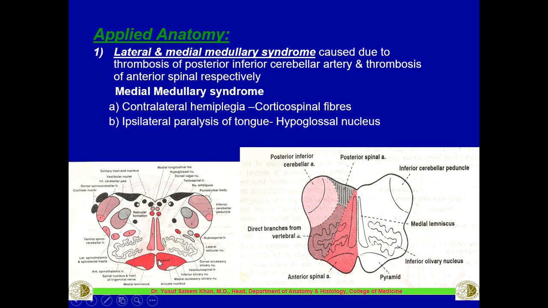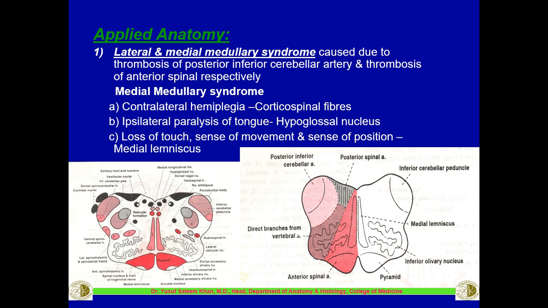So here is the pyramid and here is the hypoglossal nucleus. If there is damage, if there is blockage or thrombosis of this anterior spinal artery, then it leads to ipsilateral paralysis of the tongue, because these hypoglossal nucleus fibers don't cross to the opposite side, they will be on the same side. The hypoglossal nucleus, as I said, gives fibers which supply all the muscles of the tongue except the palatoglossus.